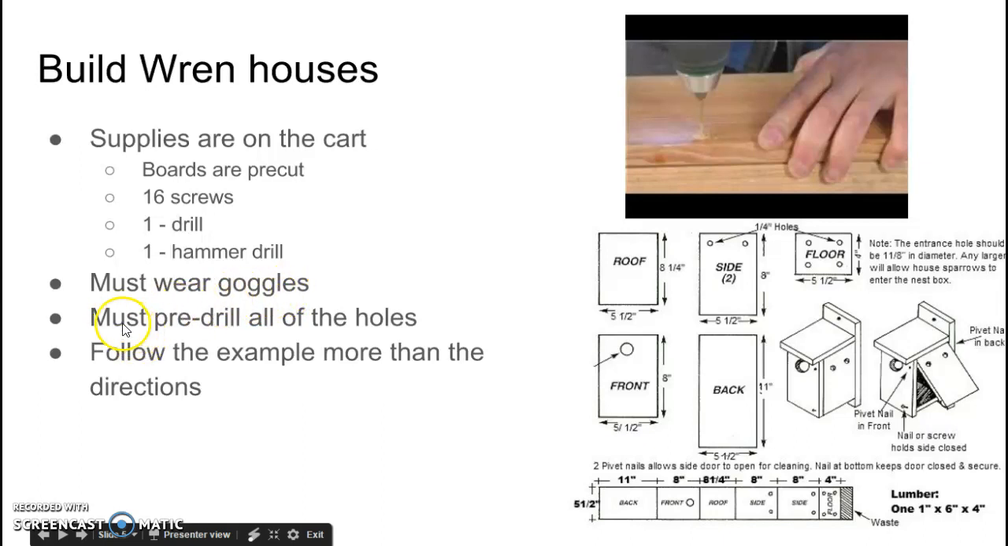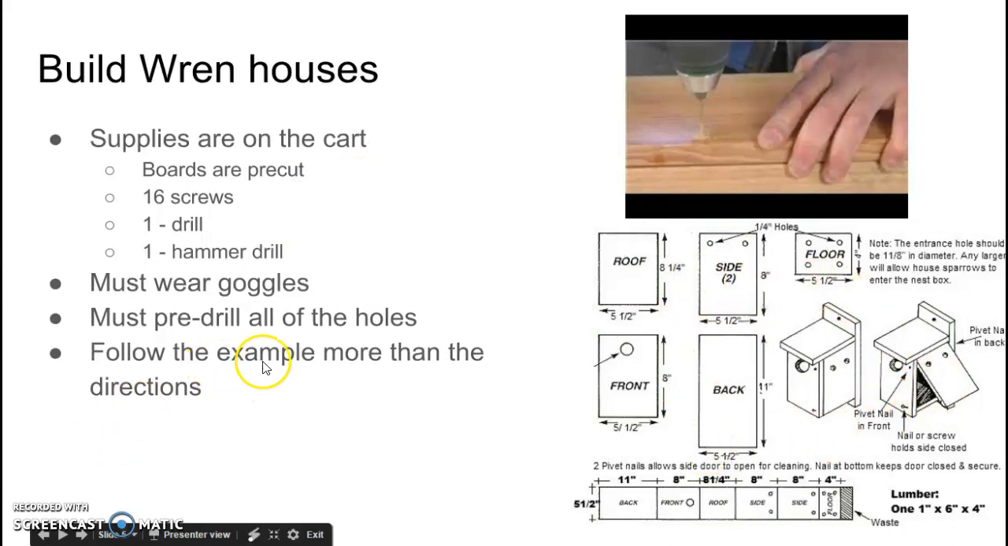With that being said, one of the main things that we're going to hit is that you have to pre-drill the holes. If you do not pre-drill the holes, the boards will split. So pre-drilling is where you use the drill to make a pilot hole. The pilot hole goes through the boards, and then you drill in the screw afterwards. Here are the generic directions.